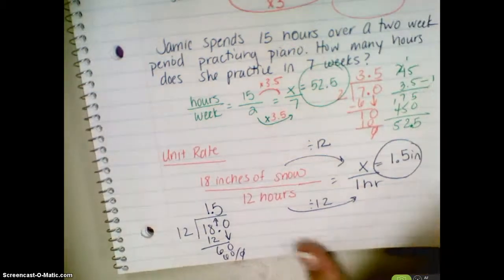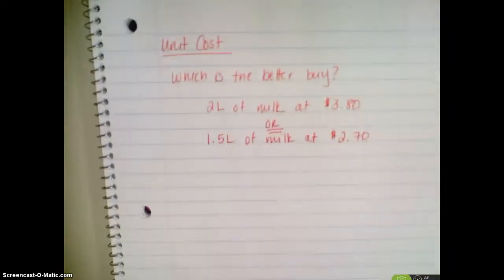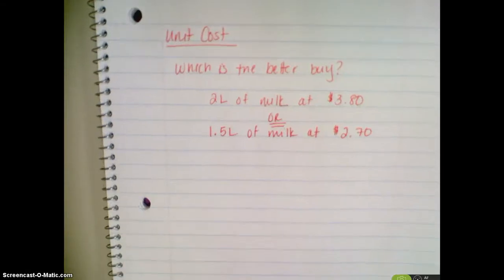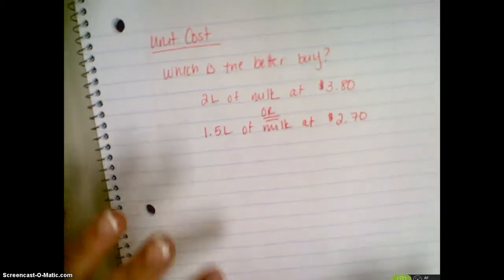And then the last thing to review is unit cost. So unit cost is the same thing as unit rate, but we're dealing with money. So a lot of times you will see this problem with a which is the better buy. So I've given you an example of that kind of a problem here. So I've got 2 liters of milk at $3.80 or 1.5 liters of milk at $2.70. So I want to figure out basically how much 1 liter of milk is going to cost, and that's going to tell me which one's the better buy, because the cheaper is the better buy, hopefully for you.